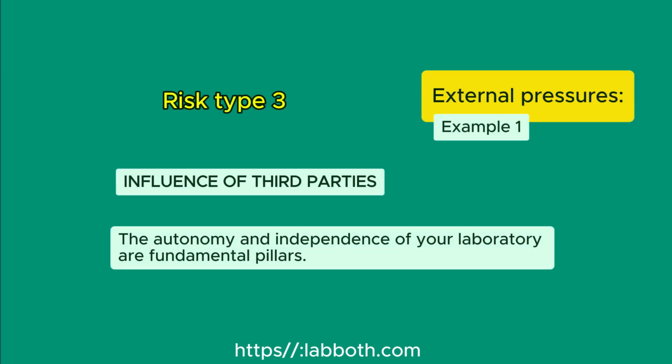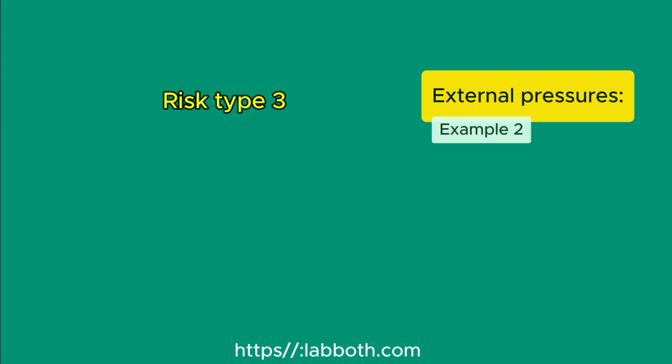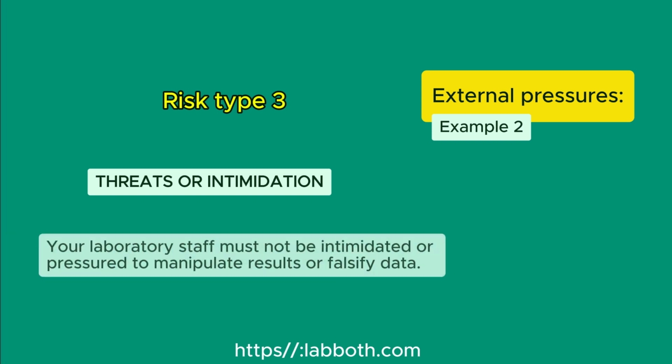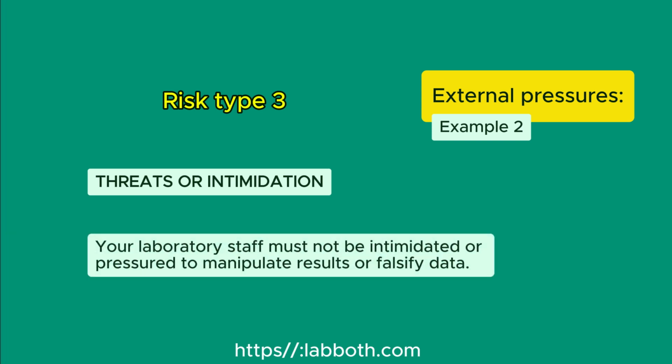External pressures. Influence of third parties. The autonomy and independence of your laboratory are fundamental pillars, so it must not allow external interests, such as those of pharmaceutical companies, politicians, or media, to interfere in the selection of testing methods, interpretation of results, or communication of these. Threats or intimidation. Your laboratory staff must not be intimidated or pressured to manipulate results or falsify data.